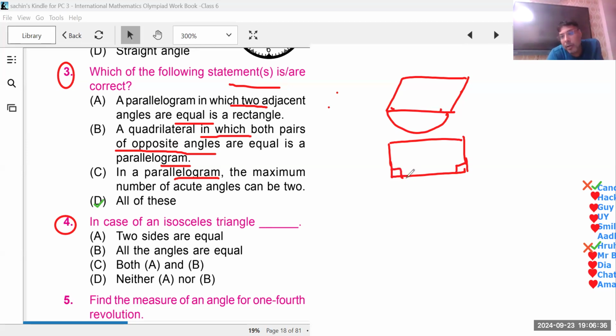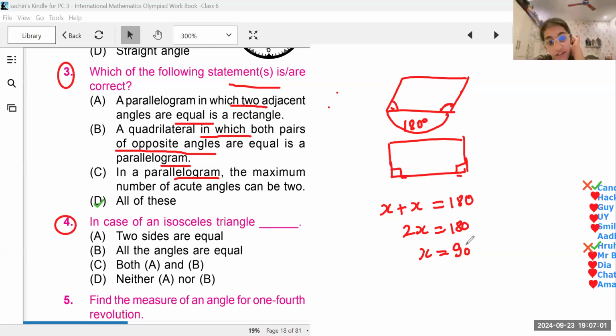अगर ये दोनों angle equal हो गए, दोनों 90-90 हो जाएंगे because their total is 180. Correct? Let's see beta, ये angle है, ये भी angle. If I say their total is 180 and both of them are equal, so it will be x plus x equal to 180. So 2x equal to 180. So each x will be 90. Yes or no? Yes, sir.